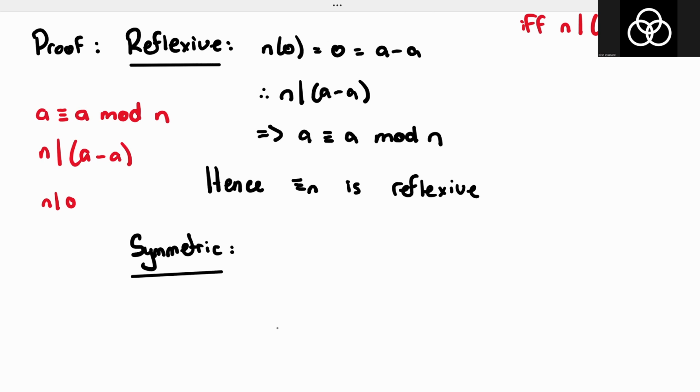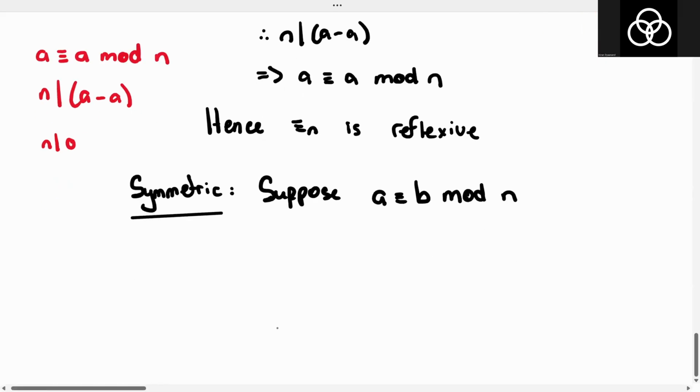Right. So we suppose that A is congruent to B mod n. So what does this mean? By definition, it means n divides A minus B.